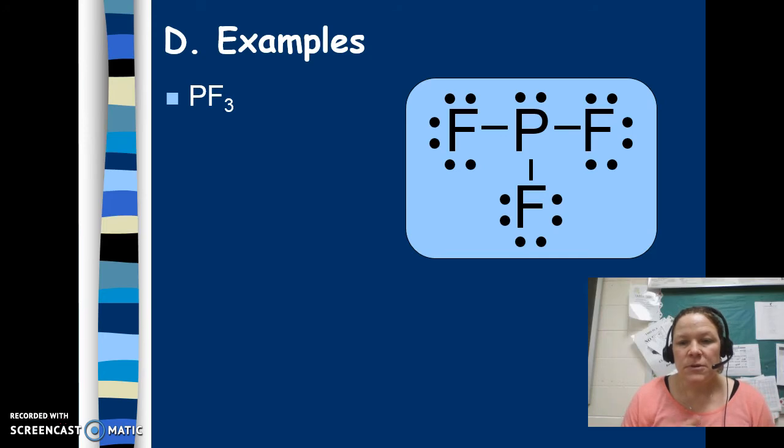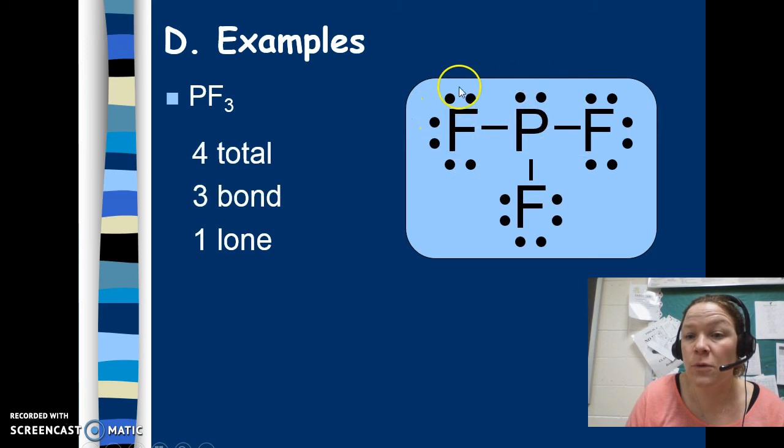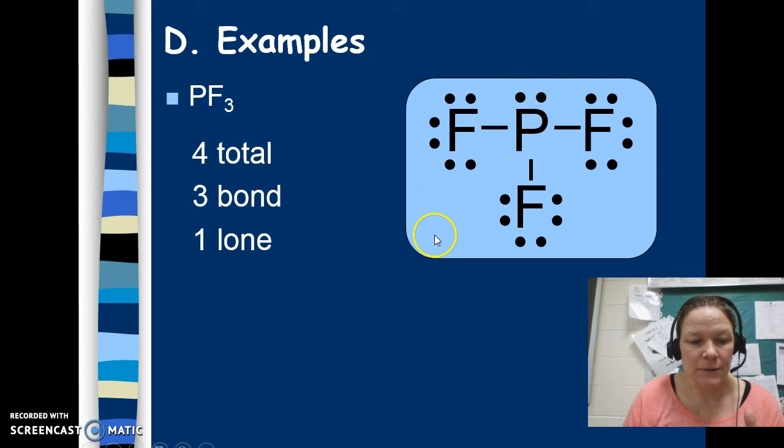So again, here are some examples of how you would see this from the Lewis dot structure. You've got phosphorus trifluoride with a central phosphorus right here. We'll always do the geometry off of the central atom. So off of that central phosphorus, you have 4 total groups. 3 of them are bond groups, right? Because you have the 3 lines, and 1 lone pair.